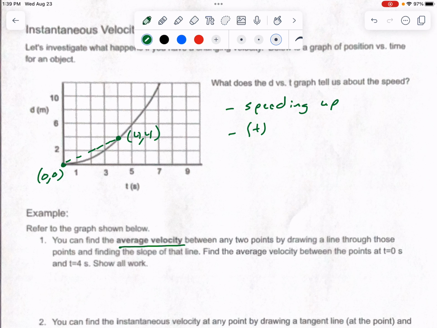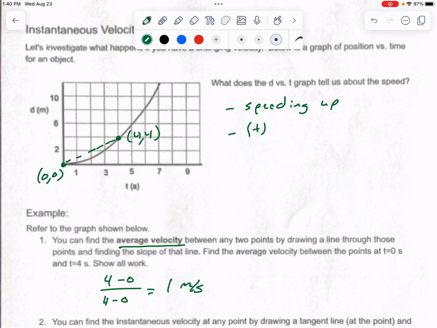Okay, so average velocity, all you gotta do is just connect the 2 points, plug it into slope, and that's it. So I would see y2 minus y1, so 4 minus 0, over x2 minus x1, so 4 minus 0. That's going to give me 1 meters per second. Okay, so average velocity is when you can connect the 2 points.